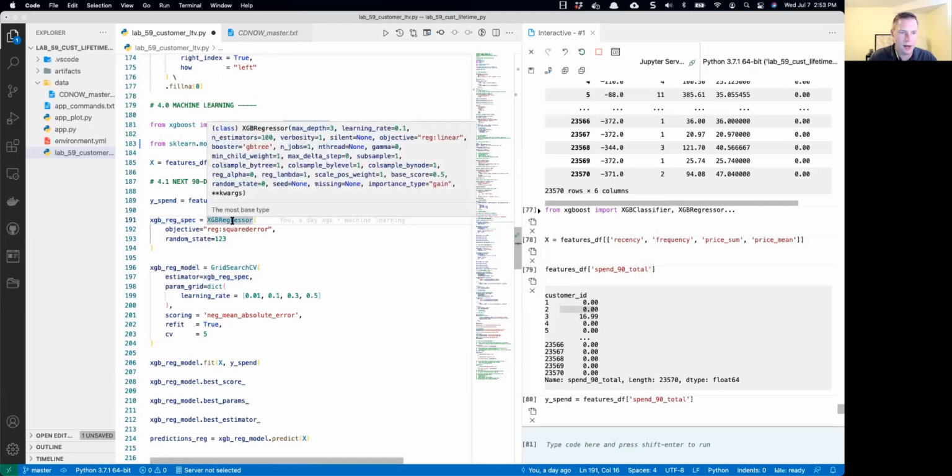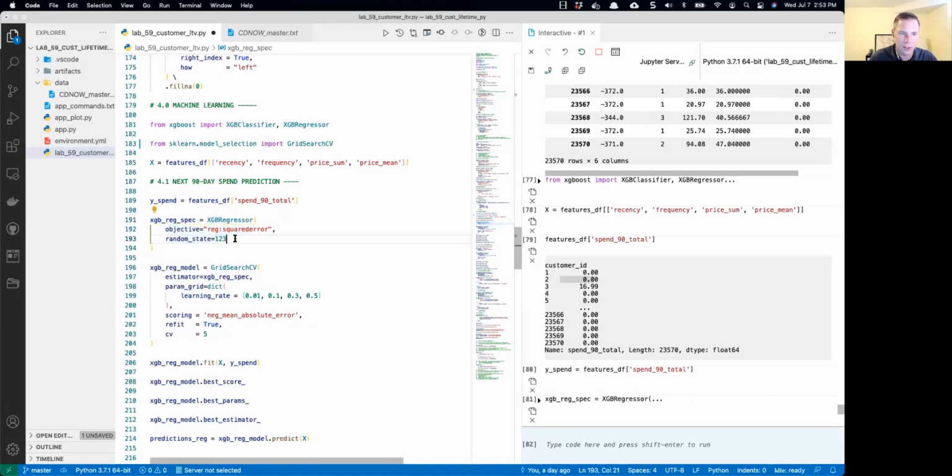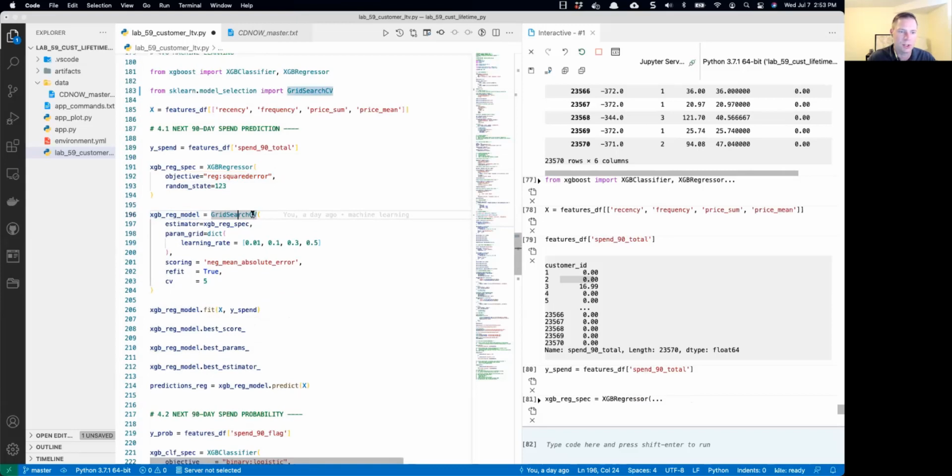So we're going to create an XGB regressor. This is our XGB regression spec. We're going to use the XGBRegressor function. Objective is going to be regression squared error, and we're going to set the random state to 123 to make it reproducible. And then we're going to use this handy function from Scikit-Learn called GridSearchCV.